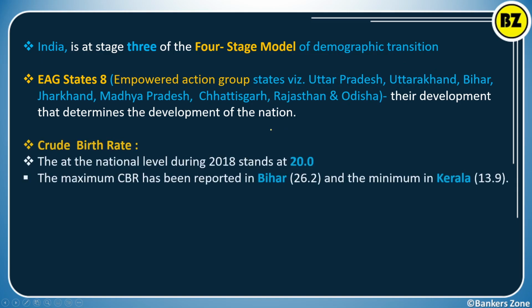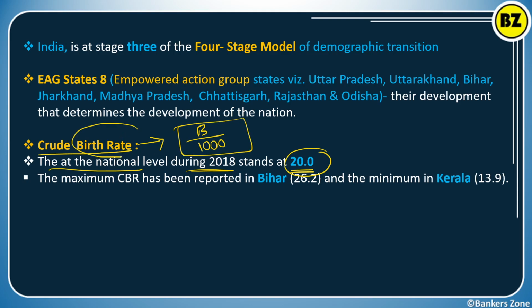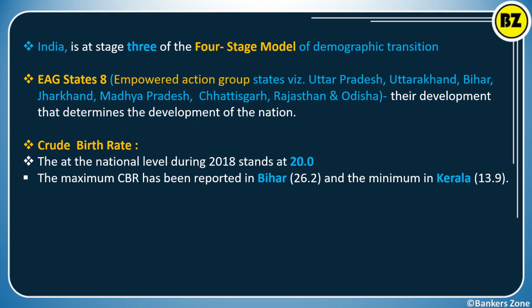Okay, now see further, what do you mean by the crude birth rate? At the national level during 2018 it stands at 20. So what is the crude birth rate? Simply remember, how many births are there per 1000 population? This is simply the birth rate or the crude birth rate. The word crude is used because the population is considered in the middle of the year. It is not important, you should simply remember it is the birth rate per 1000 people. So at the national level for India in 2018 it was 20 per 1000 people.